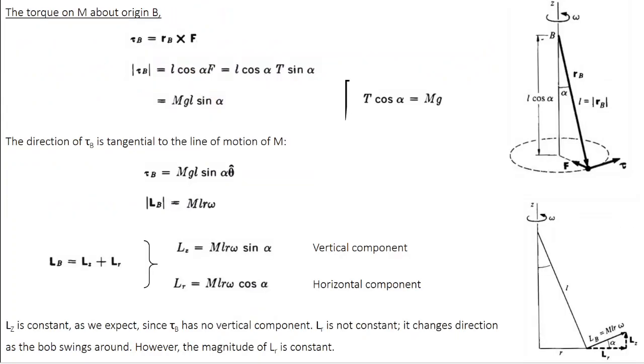Now what about tau B? So this is the pivot point. So here the distance vector is RB, whose magnitude is L. And once again, torque is nothing but the moment of force, so tau B equal to RB cross F. Let's first look at the magnitude of tau B.